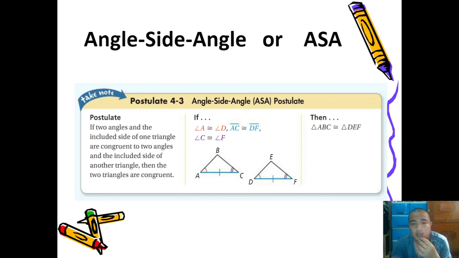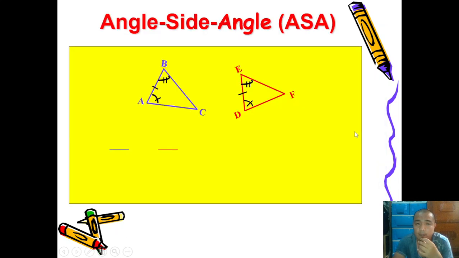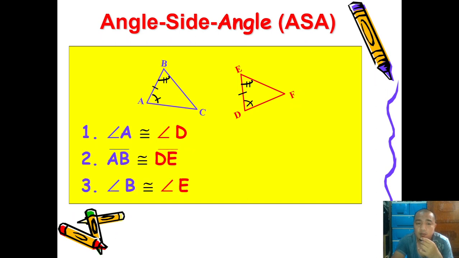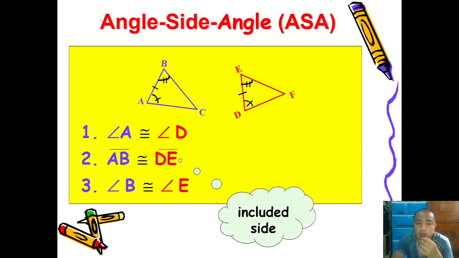We have here the ASA postulate. If two angles and the included side of one triangle are congruent to two angles and the included side of another triangle, then the two triangles are congruent. If angle A is congruent to angle D, AC is congruent to DF, angle C is congruent to angle F, then triangle ABC is congruent to triangle DEF. Yan ang ASA postulate. Angle A is congruent to angle D, AB is congruent to DE, angle B is congruent to angle E. AB and DE are the included sides, so they are congruent by the ASA postulate. Triangle ABC is congruent to triangle DEF.